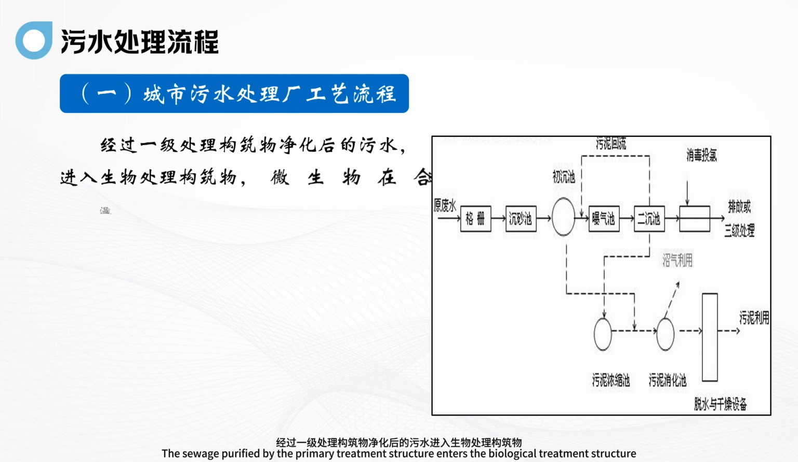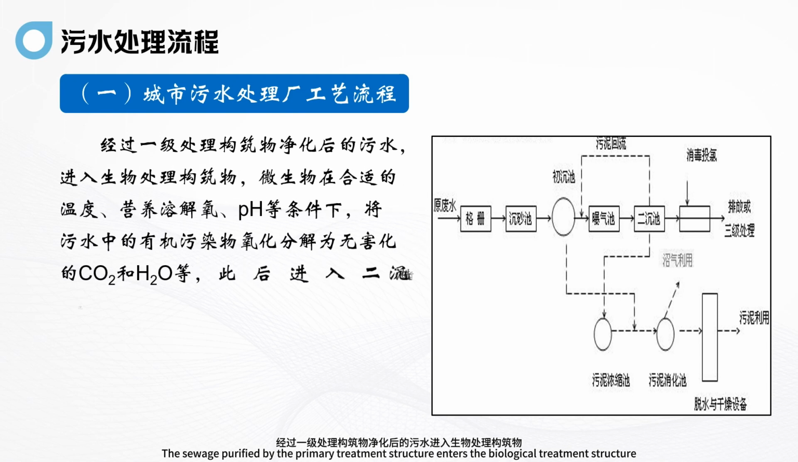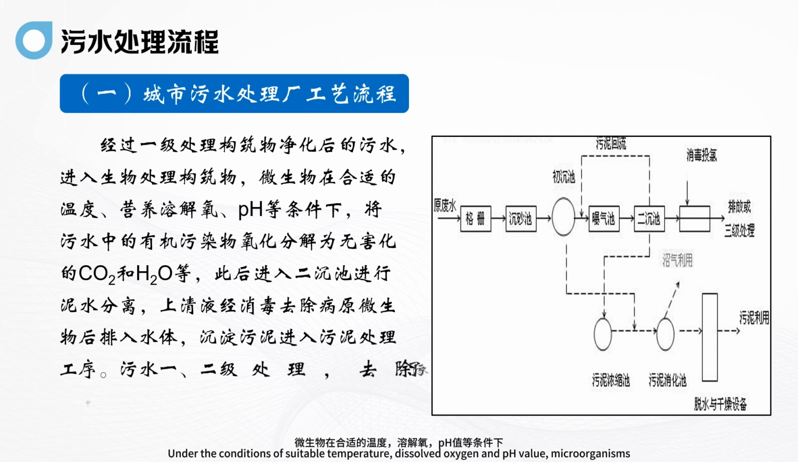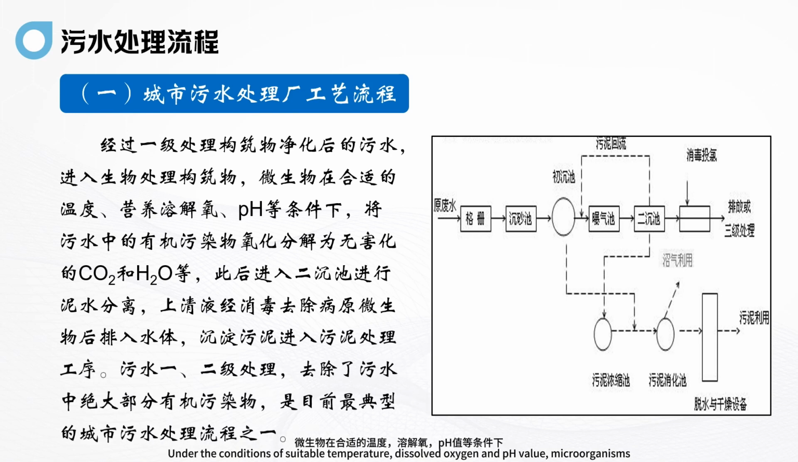The sewage purified by the primary treatment structure enters the biological treatment structure. Under the conditions of suitable temperature, dissolved oxygen and pH value, microorganisms oxidize and decompose the organic pollutants in sewage into harmless carbon dioxide and water. Thereafter, it enters a secondary sedimentation tank for slurry separation. The supernatant is disinfected to remove pathogenic microorganisms and then discharged into the receiving water body. The precipitated sludge enters the sludge treatment process.